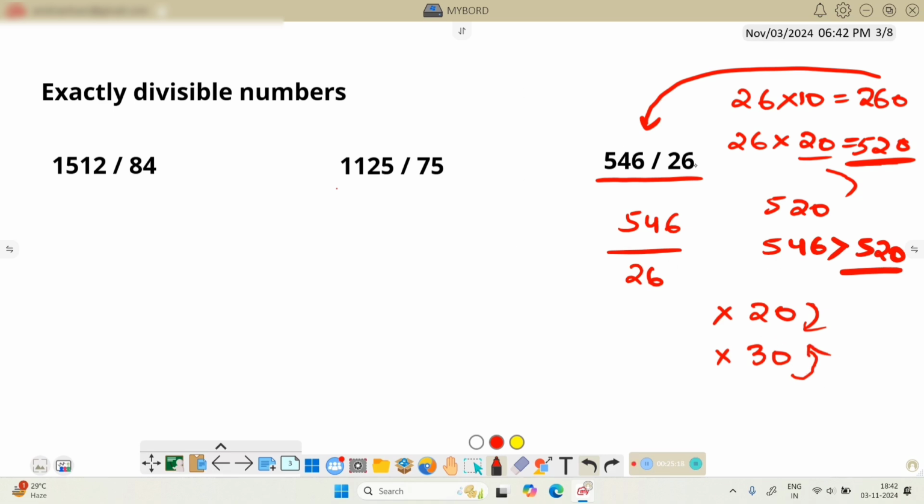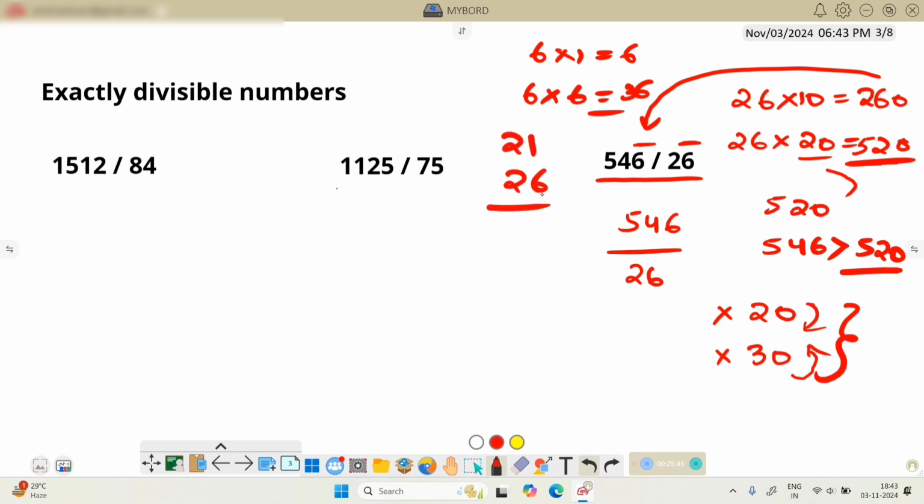Okay, so we have got the conclusion that the answer will be in the range of into 20 or into 30. Next what you will do is just target the unit digits here. 6 1s are 6, and next 6 6s are 36. That means your answer should be either 21 or 26. Okay, so now how will you decide between 21 and 26?